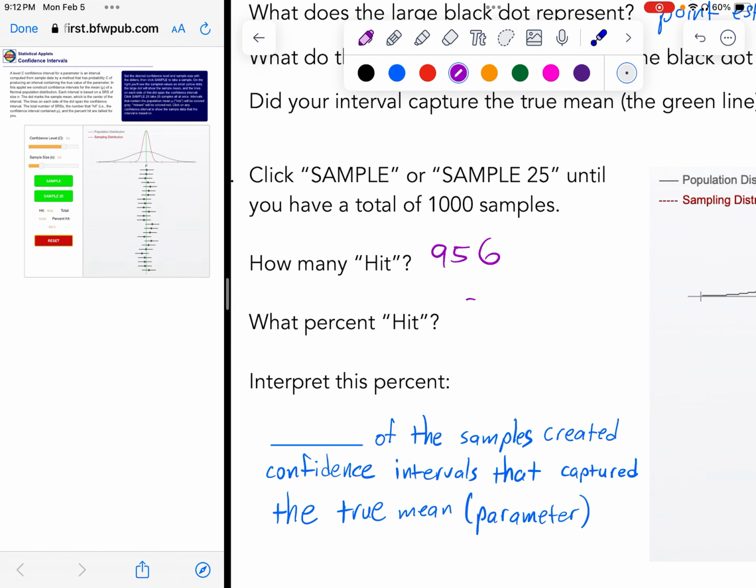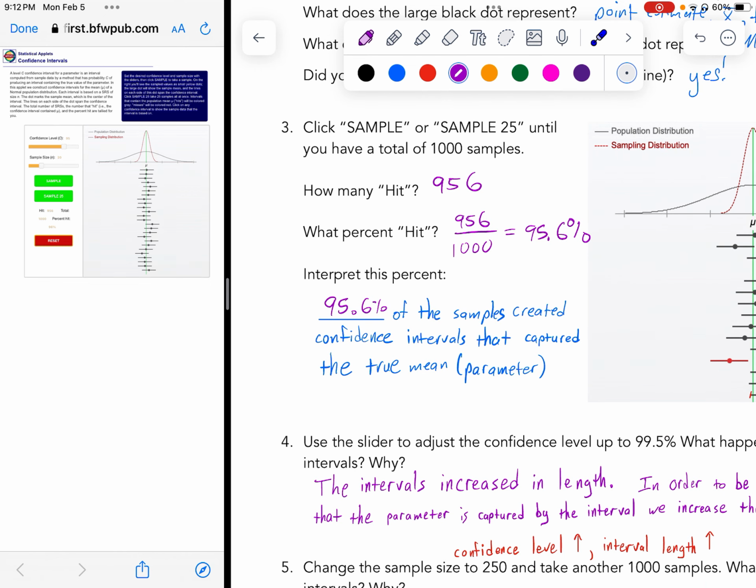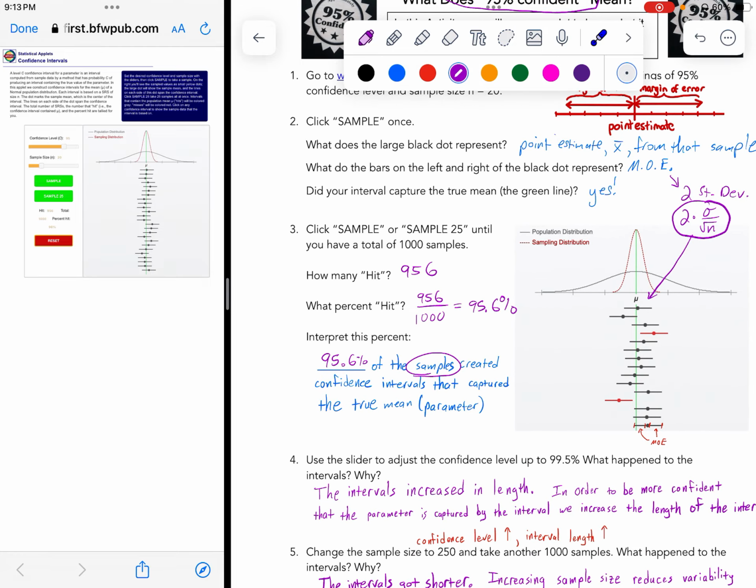Well, 956 out of 1,000 is 95.6%. Wow. So interpret this. Well, 95.6% of the intervals captured the true mean. 95.6% of our samples created a confidence interval that captured the true mean. So this is another way to think about what the percentage means. The confidence level percentage.